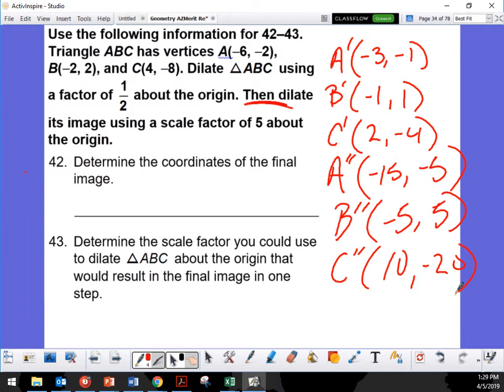Next one says, determine the scale factor you could use to dilate triangle ABC about the origin that would result in the final image in 1 step. Can I do the whole thing in 1 step? Yes. What would I do to do the whole thing in 1 step? Instead of 2 small steps, you want to take 1 big step. Ponder. Don't say I don't know. I want you thinking on this. Use your noodle. Okay, do the thinky thing.